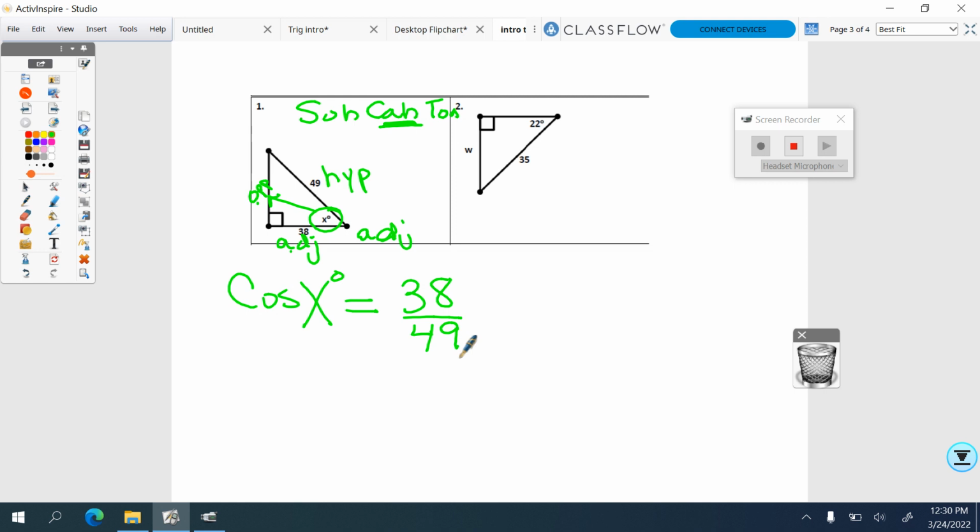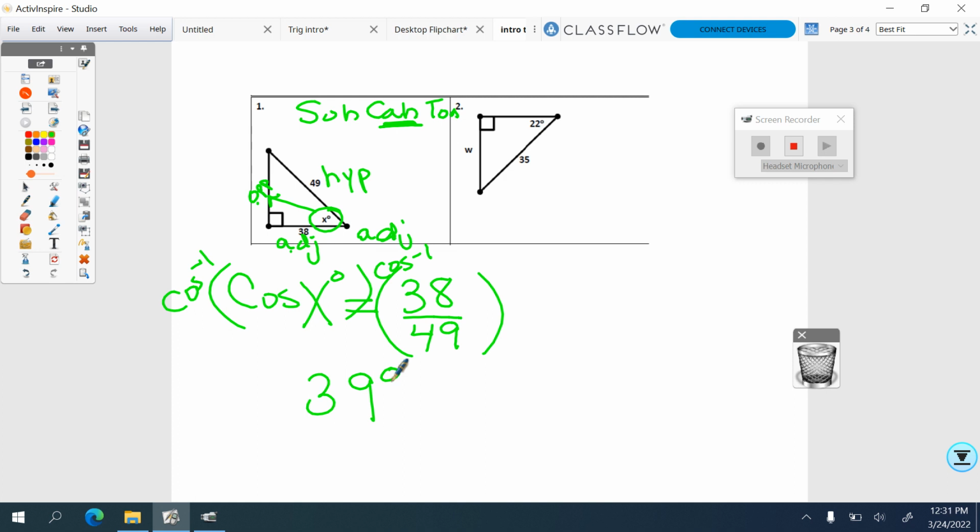And I need to get rid of cosine. Remember a couple weeks ago, I told you that all the inverses share the same button. You just do shift. So if you do shift cosine, that brings up cosine -1. What I do to one side, I must do to the other. Okay, so then when I type that in my calculator, I'm not going to pull up the calculator on here, so I'm going to do second cosine, and I'm going to do 38 divided by 49, close my parenthesis. I get 39 degrees. So that's the value of x.